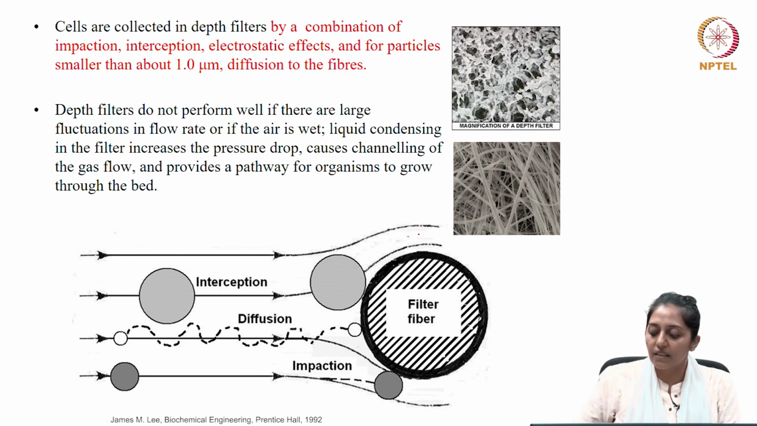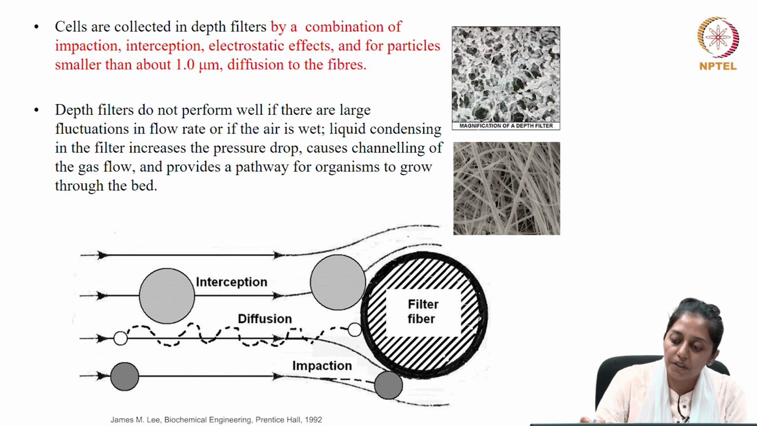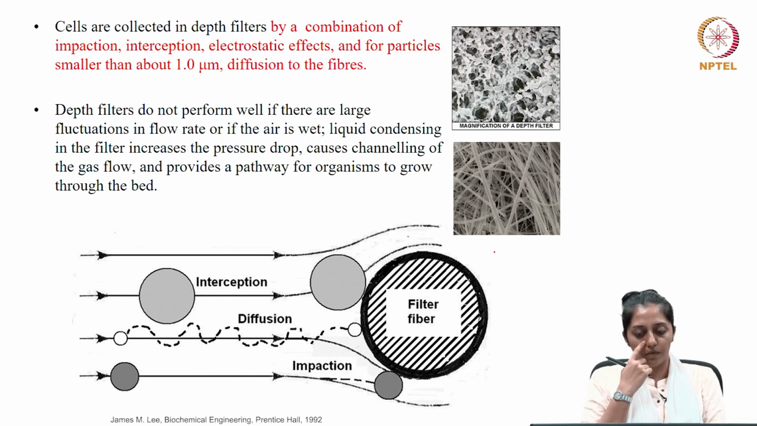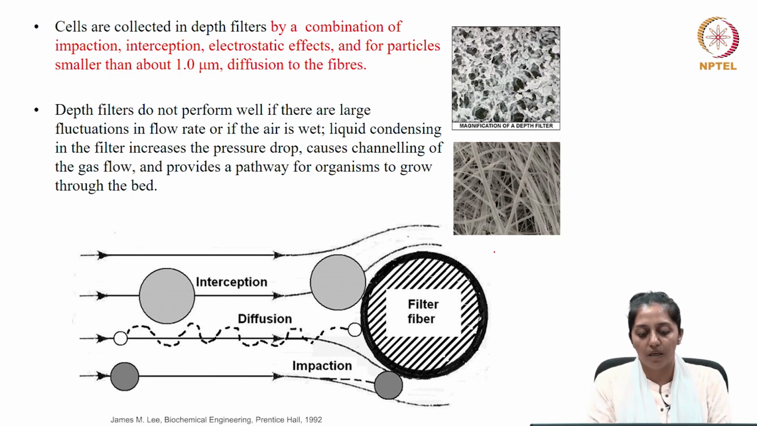So, you can see the pictures of the depth filters shown here, and that is the magnification of the depth filter where you can see the pores and the fibers here, and see it's such a complex network of fibers through which the air passes for filtration. So, here in the schematic, the 3 processes are shown: interception, diffusion, and impaction. You can also make note that the size of the particles is different for different processes by which they are getting removed or getting held in the filter.